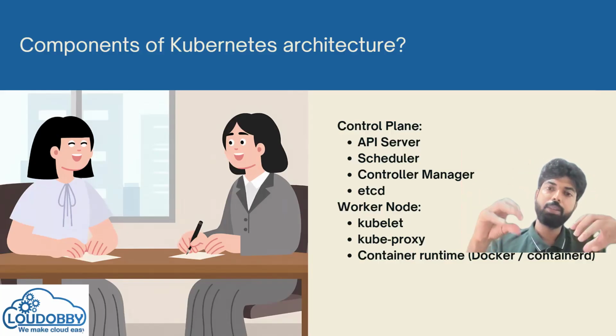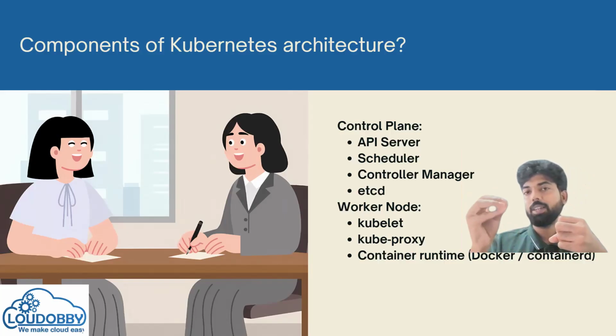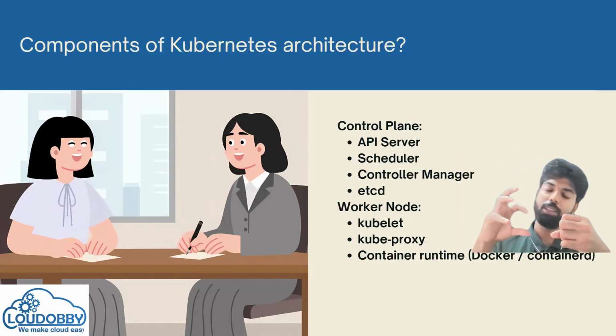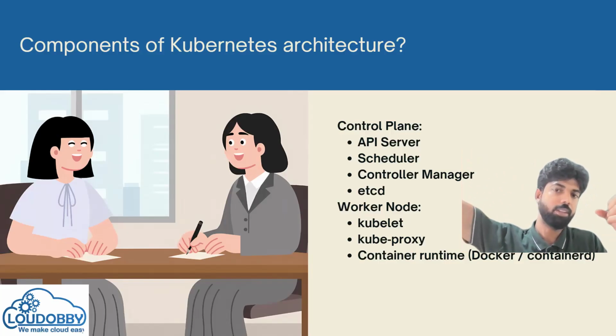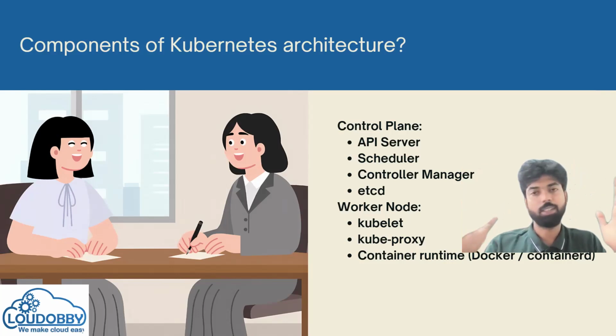The etcd will have the details. If one particular node is down, what are the containers or pods running on that particular worker node? Those details will be with etcd, and etcd will give the data to the controller manager. The controller manager gives it to the scheduler, then the scheduler schedules the pods on a different worker node. Okay, go and read about this architecture on Google or ChatGPT.